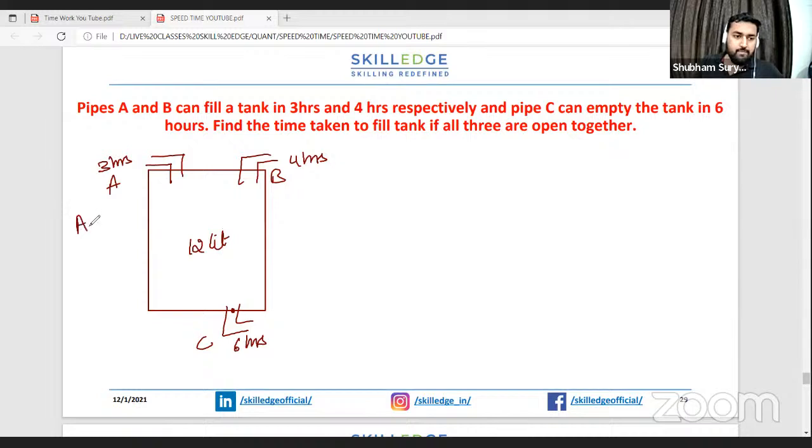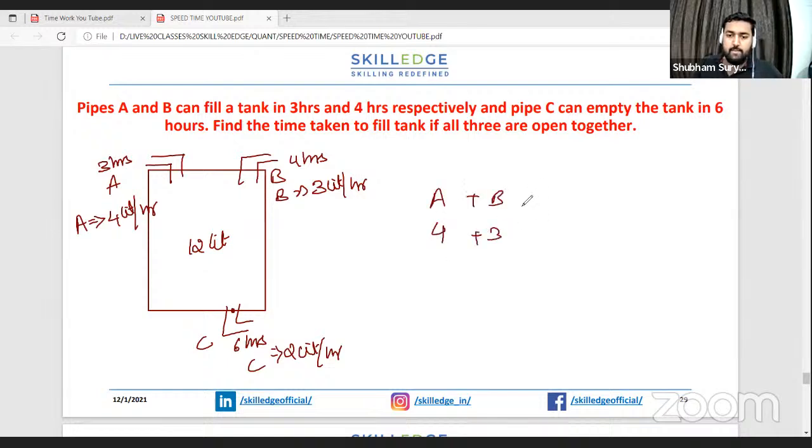So efficiency of A, or the rate at which A can fill the tank, is going to be how much? 4 liters an hour. For this one, efficiency of B is going to be how much? 12 by 4, which is 3 liters an hour. For C, it's going to be 12 by 6, which is 2 liters an hour. So A is filling the tank at 4 liters an hour, B is filling the tank at 3 liters an hour, whereas C is contributing towards emptying the tank at 2 liters an hour.